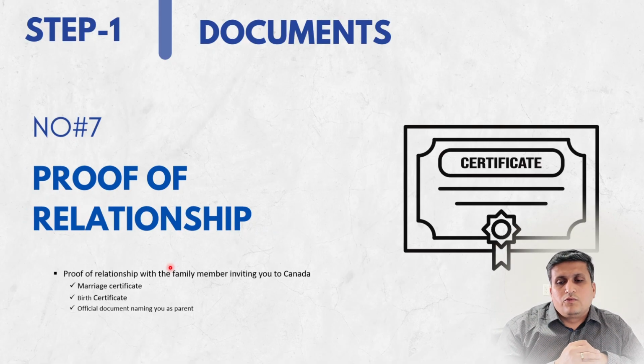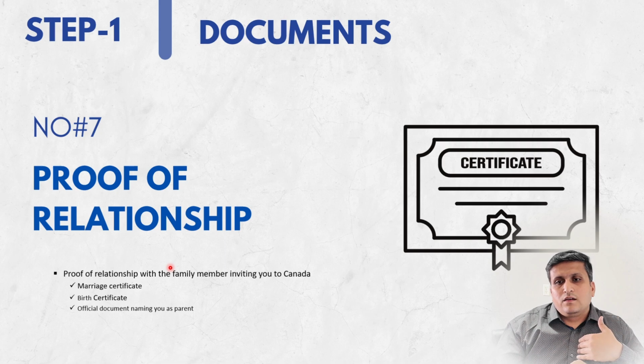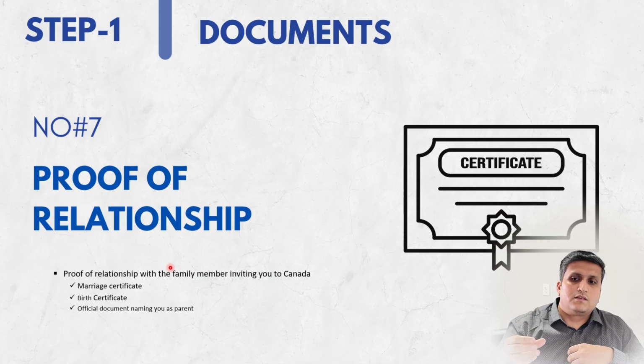The next document is proof of relationship. Now the proof of relationship is between you and the person you are trying to invite. It could be a marriage certificate, birth certificate, or any official document naming you as a parent. So that means your document should name them as a parent.